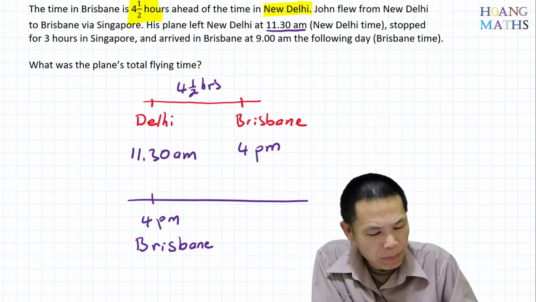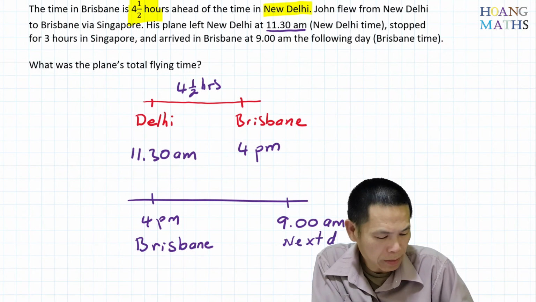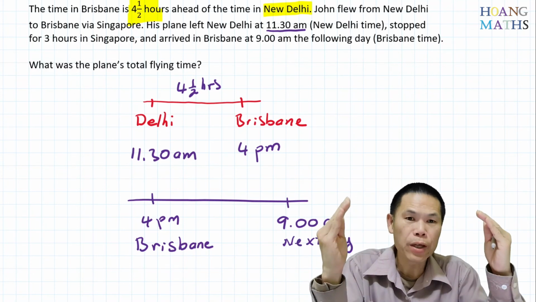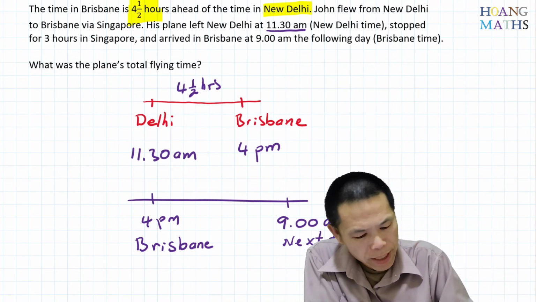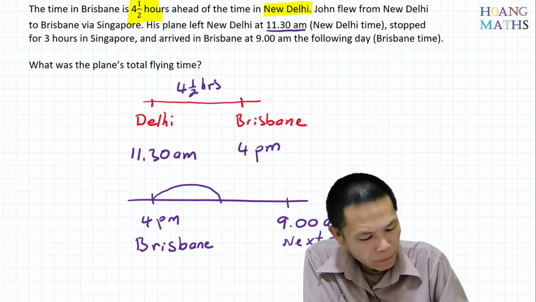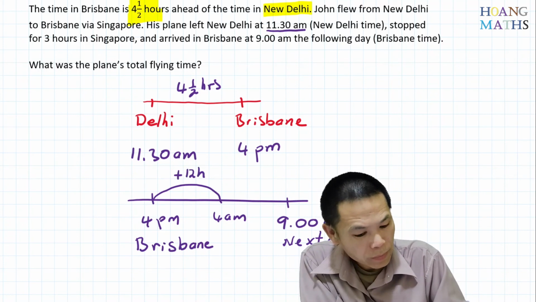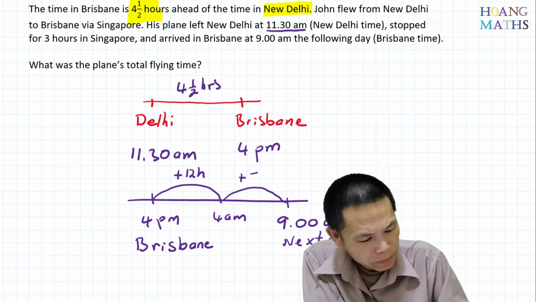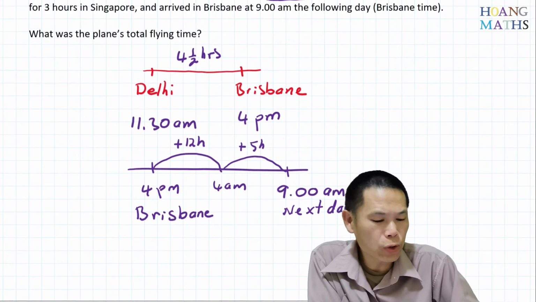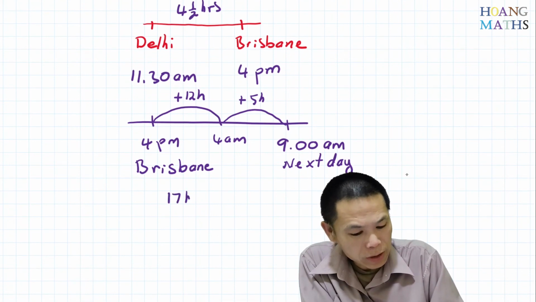We know that it arrived in Brisbane at 9 a.m. the next day. Now we just need to work out the time that the plane departed and arrived. So 4 p.m., if we add 12 hours, we get 4 a.m. next day. Then to get 9 a.m., we add another 5 hours. So therefore altogether it is 17 hours.